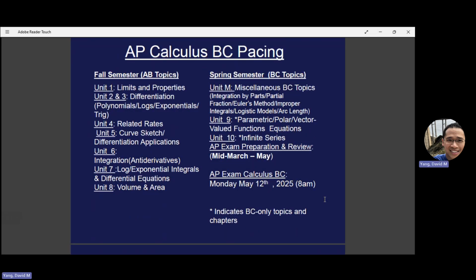AP Calculus BC pacing, as you can see, has a lot more content because BC students have to cover all of AB content within the first semester. And in the second semester, there are these miscellaneous BC topics that I just merged into one unit. I called it the miscellaneous topics unit. And then moving on to parametric, polar, and vector-valued functions. And then we're going to spend almost an entire month just on infinite series. But we're still able to finish all of the new content by mid-March and still have a month and a half to prepare for our AP exam.